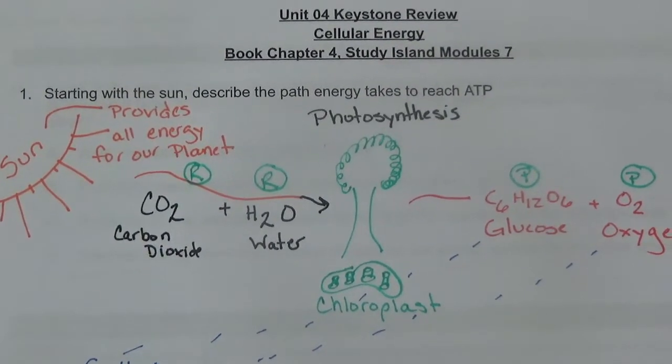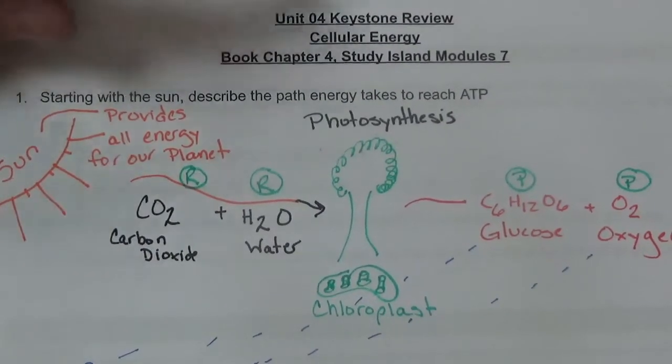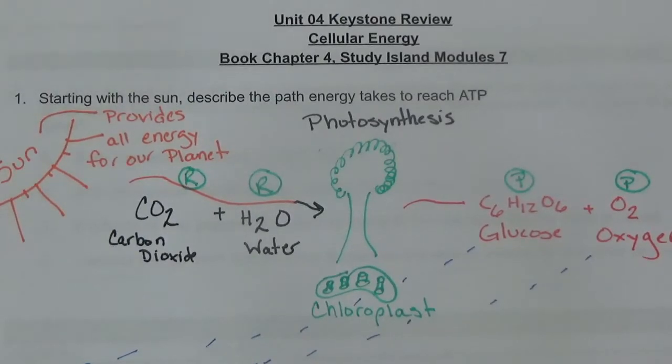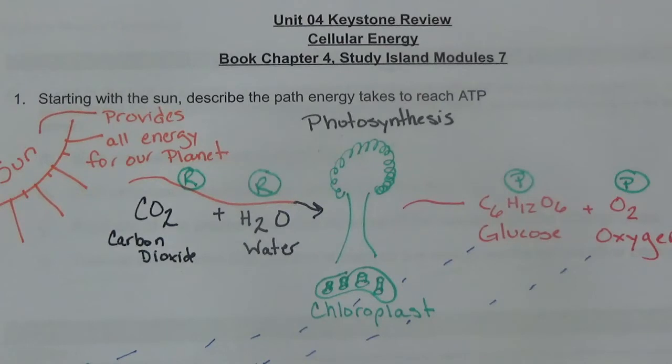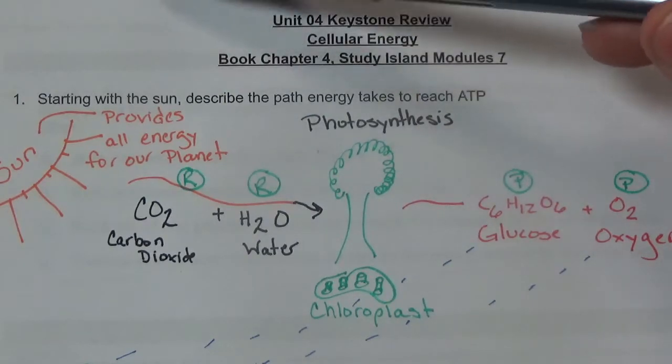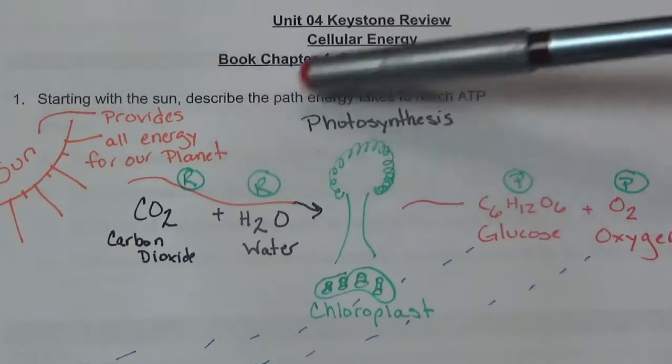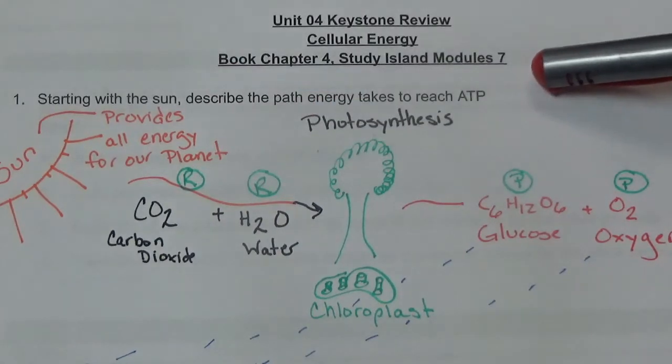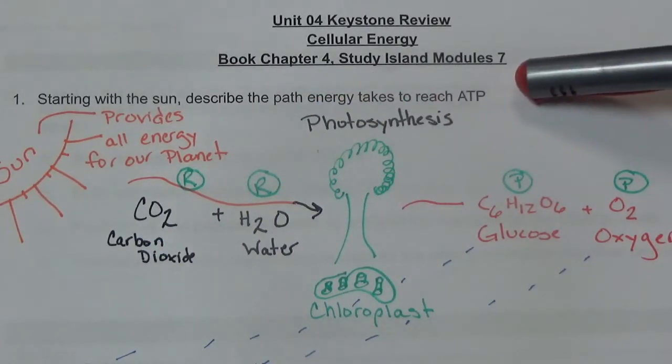Okay, so this is the Unit 4 Keystone review packet. It's on cellular energy, which we talked about when we were learning about photosynthesis and cellular respiration, and basically how cells get the energy that they need to perform their cellular functions. So as a review, this is in book chapter 4, and it's only Study Island module 7.